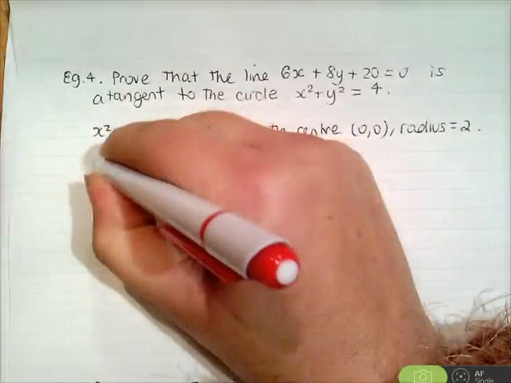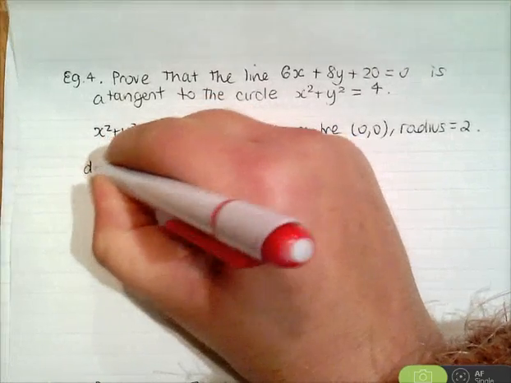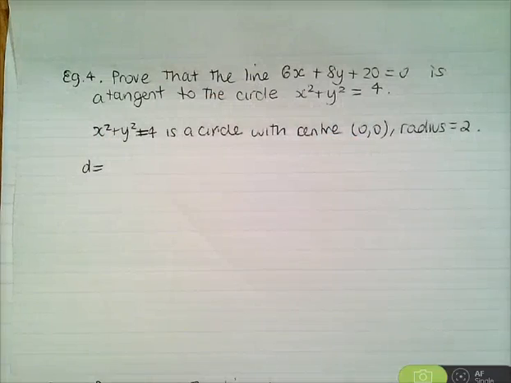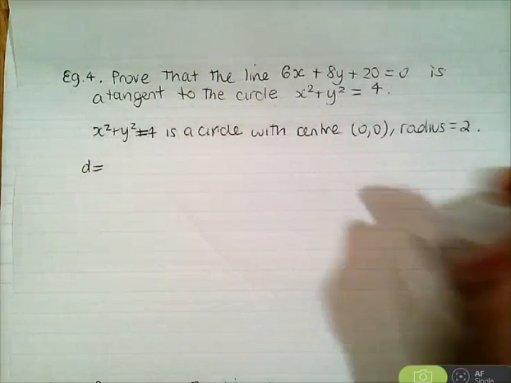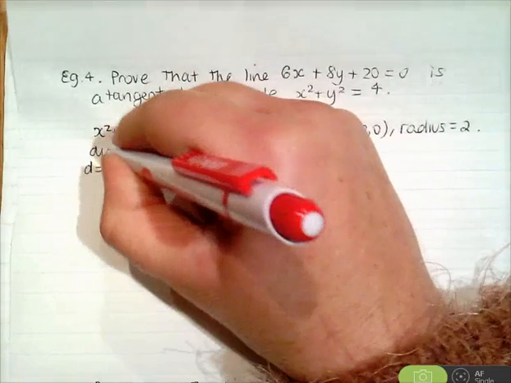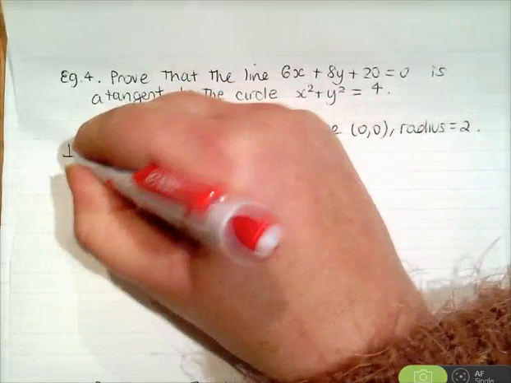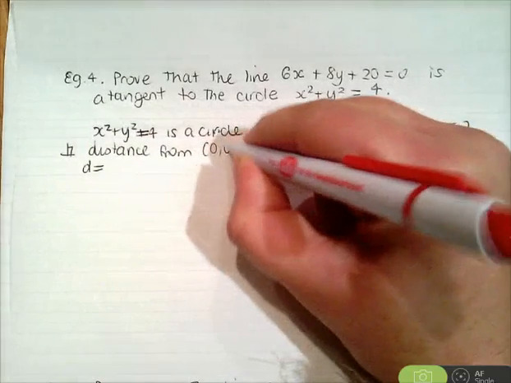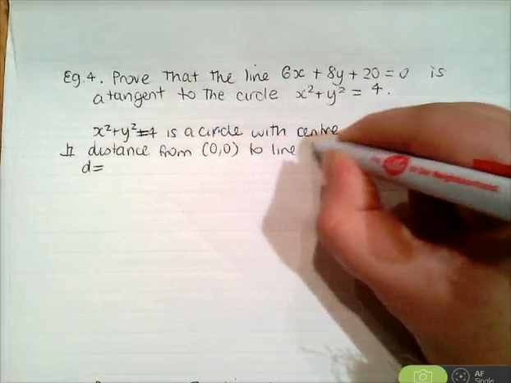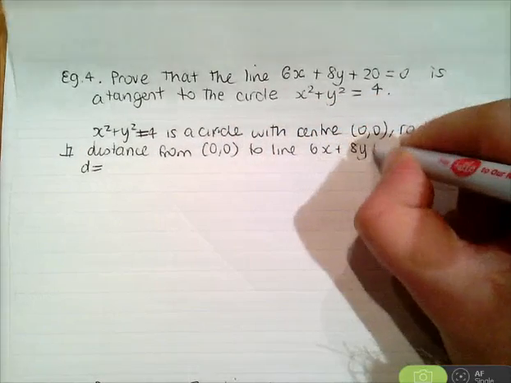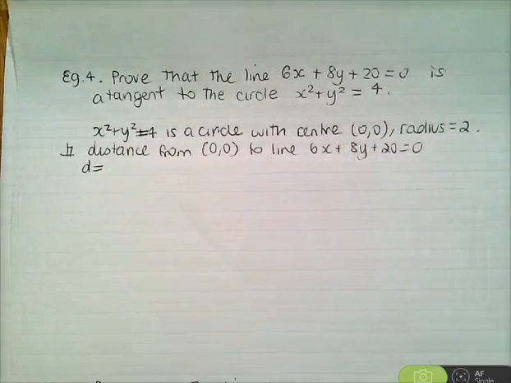Okay, now the distance from the centre of the circle, so from the centre 0, 0, we want to work out the perpendicular distance from 0, 0 to the line 6x plus 8y plus 20 equals 0. We're going to work that out now.